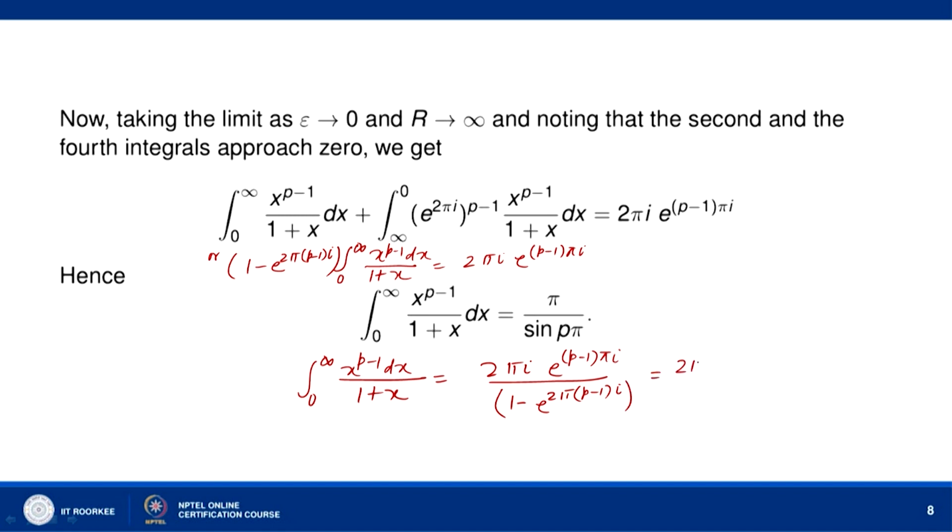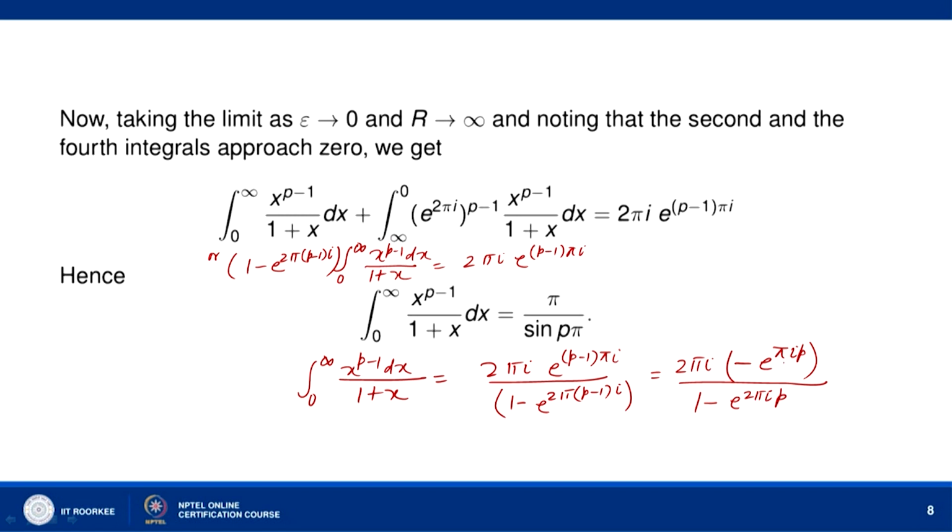Okay. Now, this is 2 pi i, this is e to the power p pi i into e to the power minus pi i. So, e to the power minus pi i is minus 1. So, we will get minus e to the power pi i p, because e to the power minus pi i is minus 1, and here we will get 1 minus e raised to the power 2 pi i p into e to the power minus 2 pi i. e to the power minus 2 pi i is equal to 1. So, we will have 1 minus e to the power 2 pi i p.